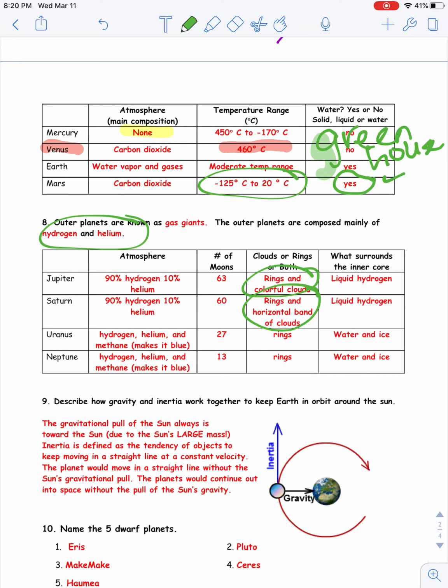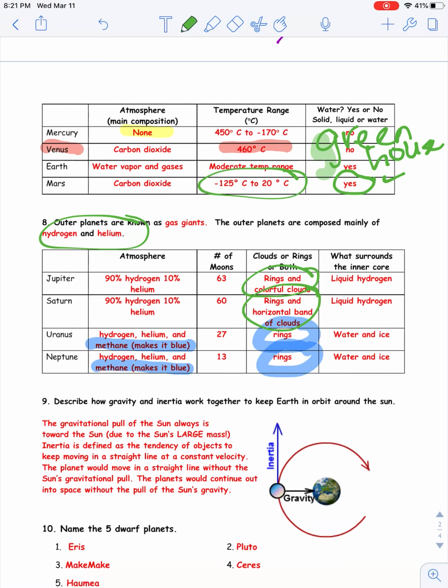We have Uranus, has hydrogen, helium, and with this one, we've added the gas of methane to both of these two. So that's what's going to give it its bluish color, is the additional presence of the methane gas. It has moons, 27, once again, has rings, and it has an inner core that is water and ice. Neptune, same atmosphere as Uranus, not as many moons, once again, rings, and water and ice for its inner core.